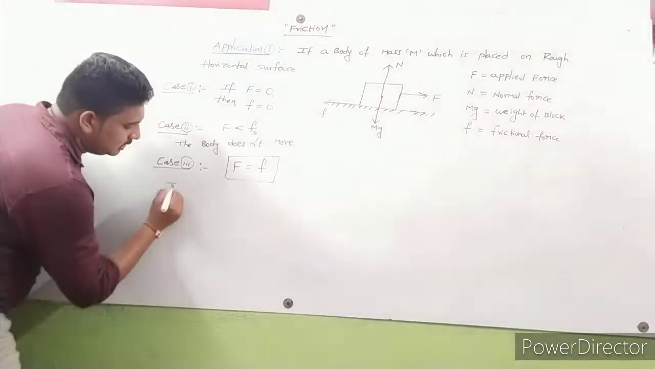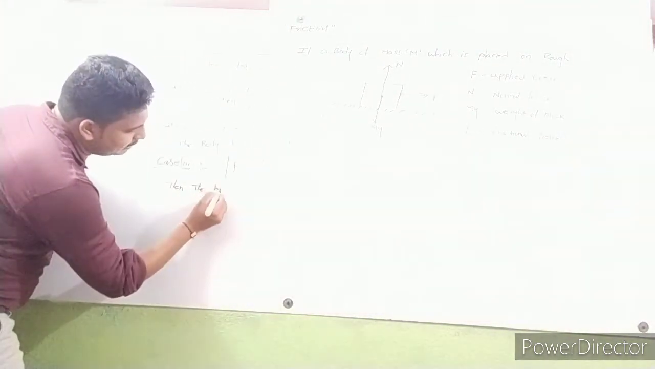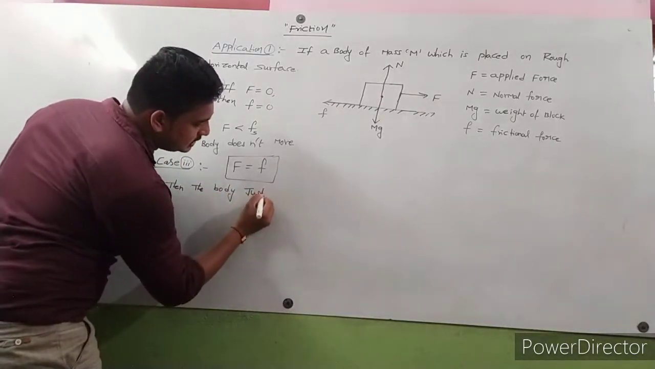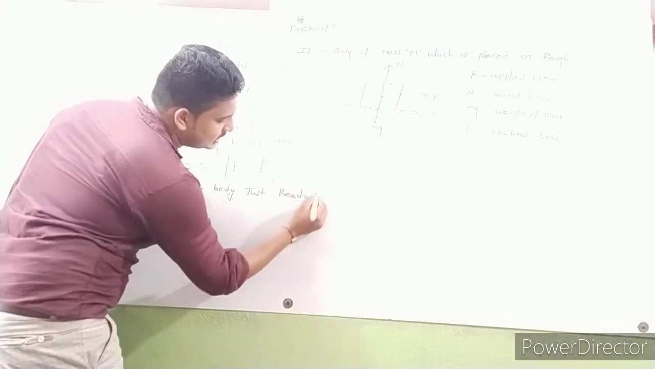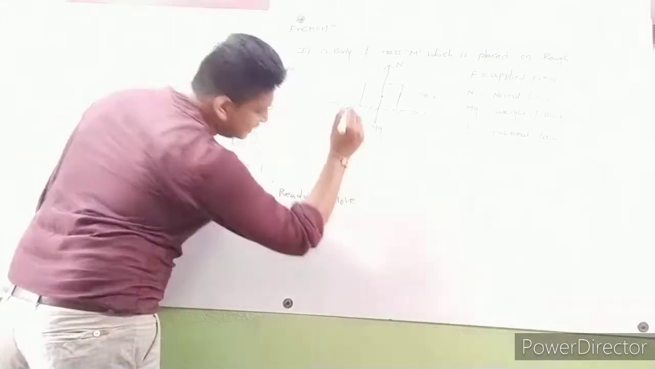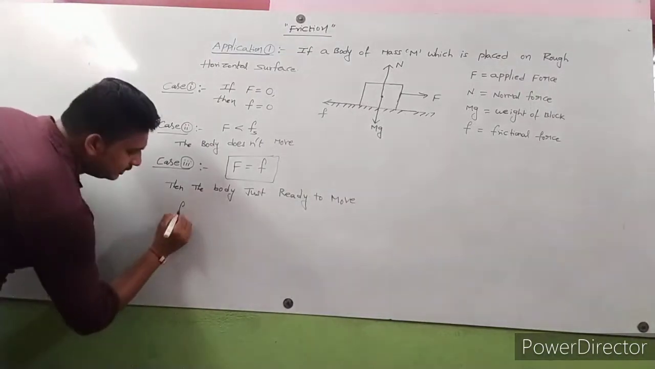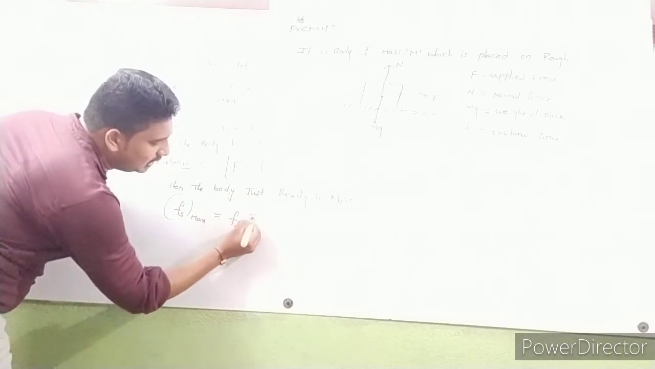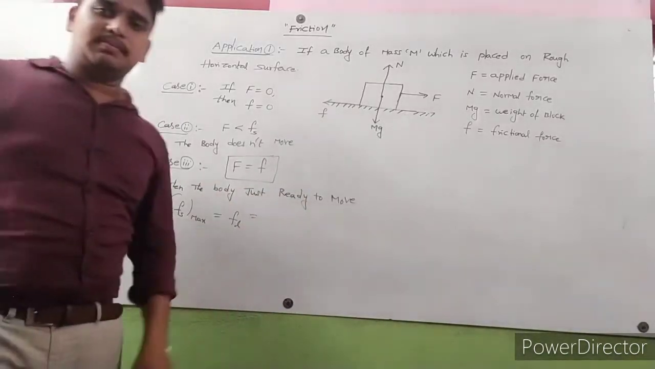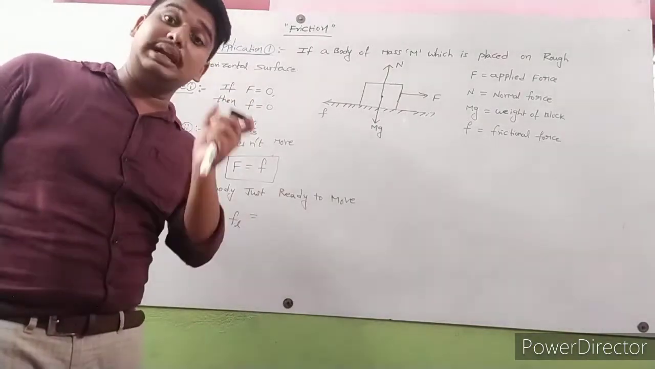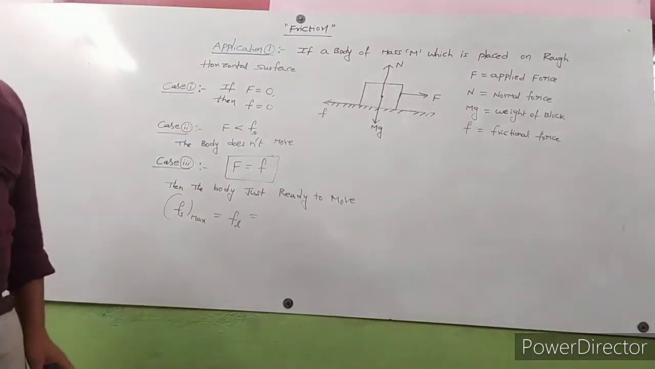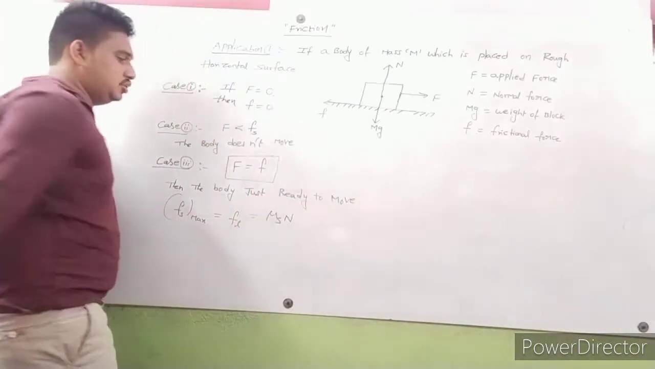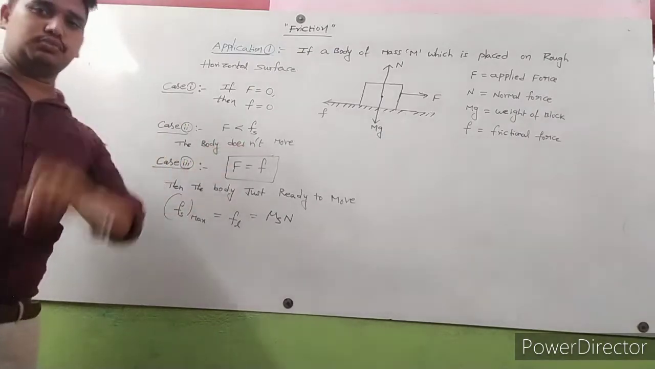Then the body is just ready to move. That is nothing but Fs maximum. What is static friction maximum? Static friction maximum is called limiting friction. That is called FL, limiting friction. Limiting friction FL is equal to mu s into N. The body is just ready to move.